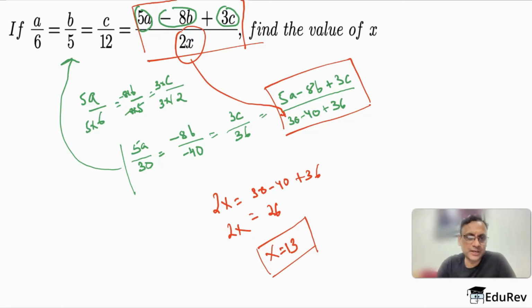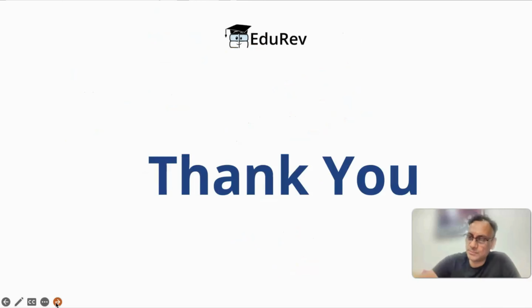This completes our first part where we have introduced the concept of proportion. We have looked at first proportional, second proportional, third proportional, fourth proportional. We saw that product of the extremes is equal to product of the means, and we saw some properties of a proportion, which are invertendo, alternendo, componendo, dividendo, componendo dividendo, and summation.